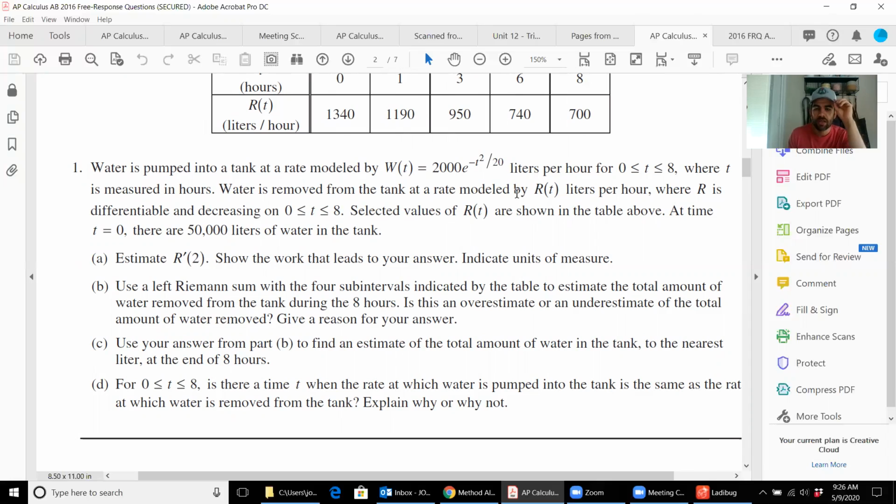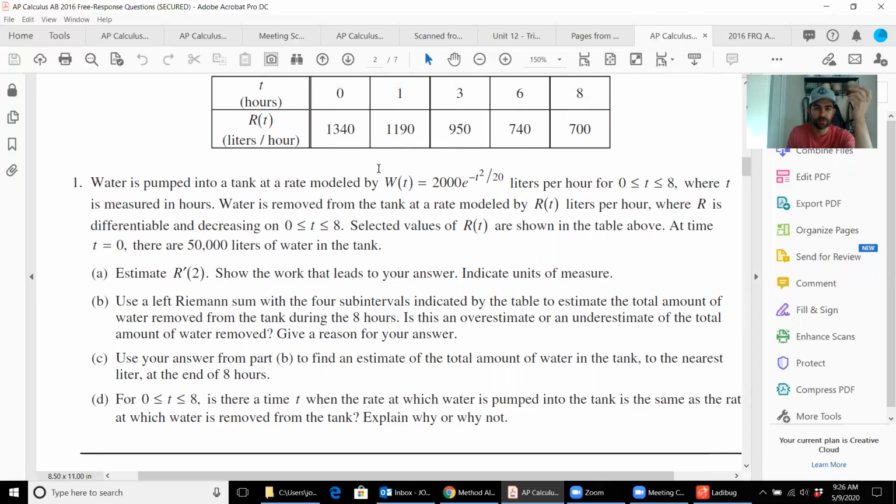All right, so in essence, how to do this, if we had the function for R, it would be very easy. All we have to do is basically set R and W equal to one another. All right, the problem here is that we don't actually have a function for R. We actually have a table, which makes it more difficult. Okay, so how would we do that?